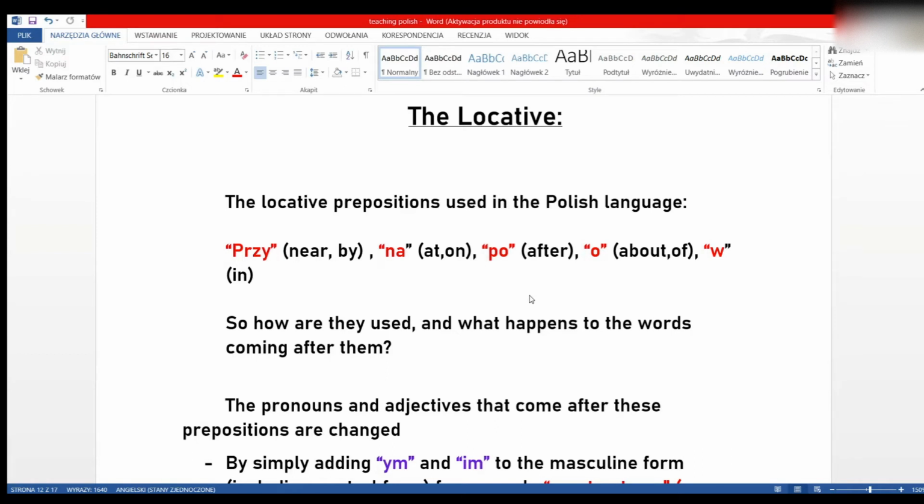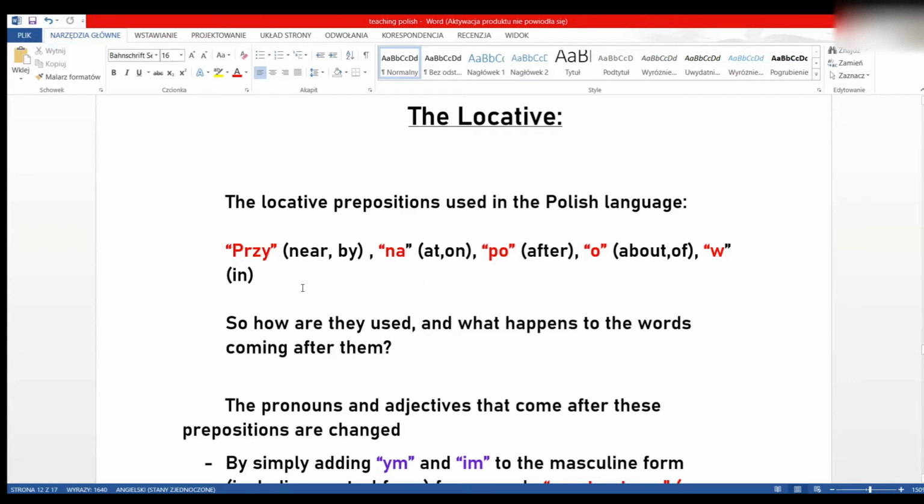For example, let's go directly to the prepositions that are used to indicate the locative in Polish. You have przy, which means near or by; na, at or on; po means after; o means about or of; w means in.